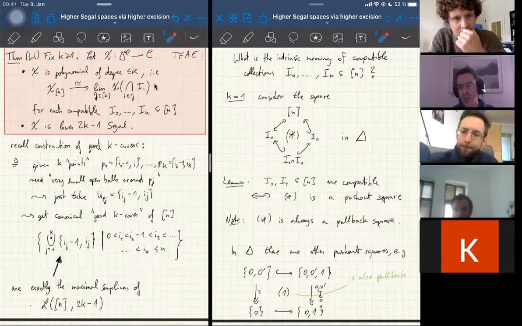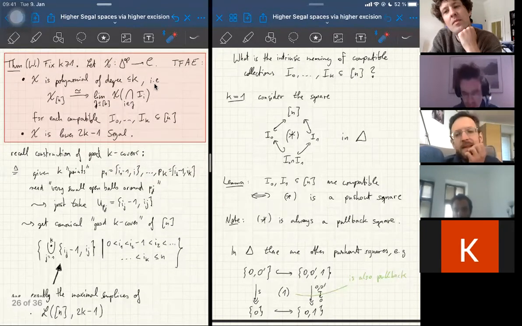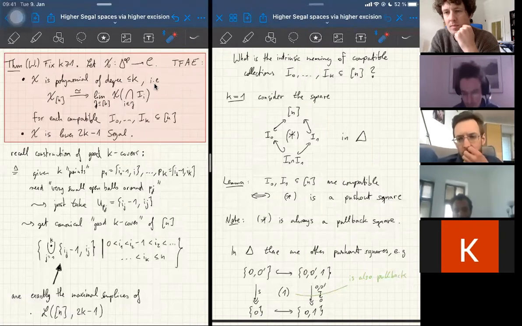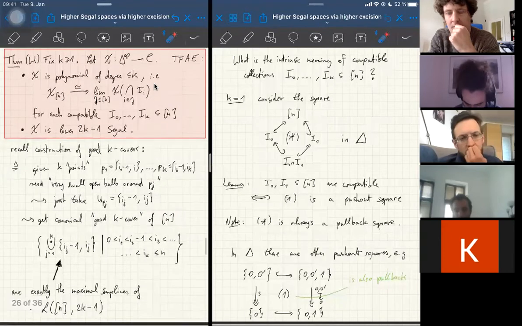So as I said, this higher Waldhausen construction is both upper and lower 2k Segal. Yeah. All right. And I will say something about the even case in a second. That's where the cyclic category comes in. I won't have time to do this in detail, but I will mention this.